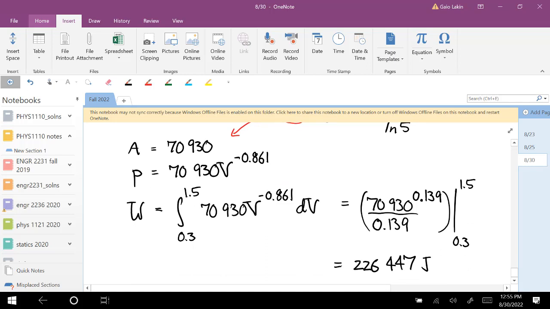Let's see. Well, I wrote this wrong. This should have been V to this power. 70,930. Okay, well, let's do it. So 1.5 to the power of 0.139. Can at least two people do this, and we'll find out who's wrong here. Is it for 1.5? Yeah, do it for 1.5.